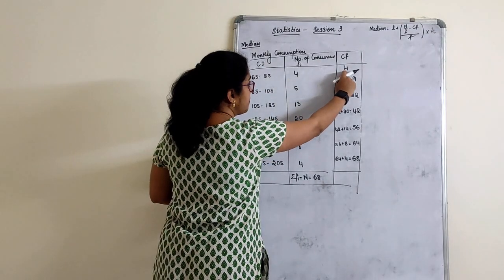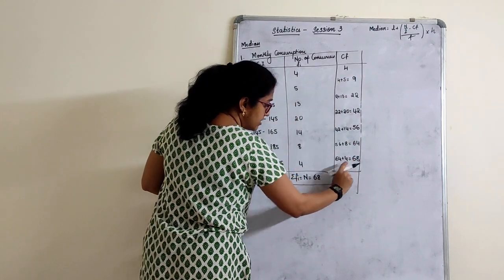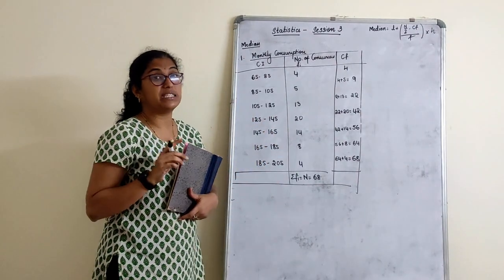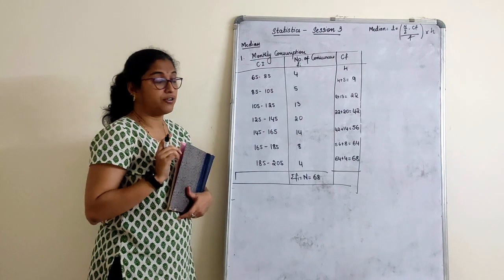First is always the same. Next is 4 plus 5, then next is that plus this. The last term will always be the same. That's your confirmation that your cumulative frequency is correct. If you get 70, your calculation has gone wrong.